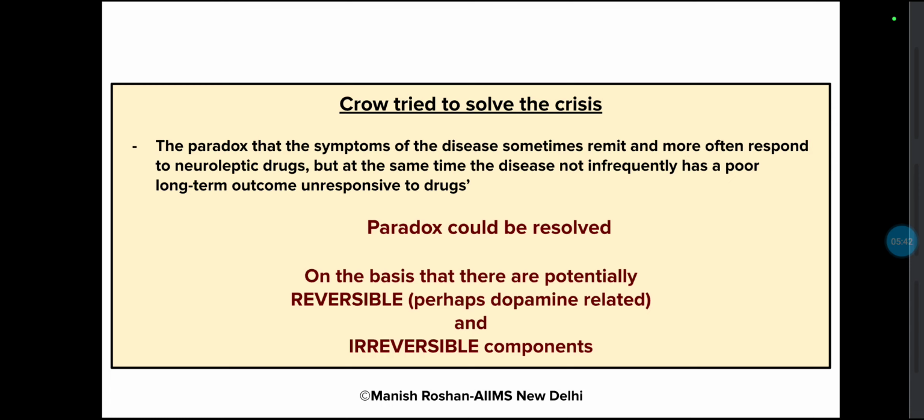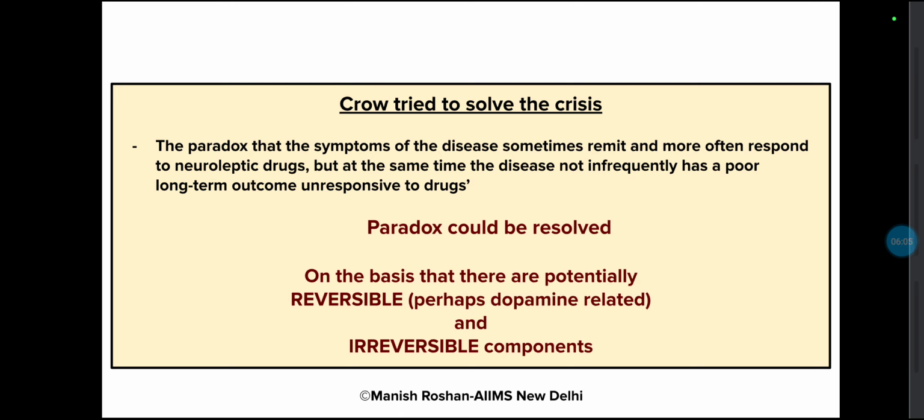So Crow tried to solve the crisis, the paradox that the symptoms of the disease sometimes remit and more often respond to neuroleptic drugs, but at the same time the disease frequently has a poor long term outcome that is unresponsive to drugs. So because of the interpretation of these results, the three studies, the paradox could not be solved.